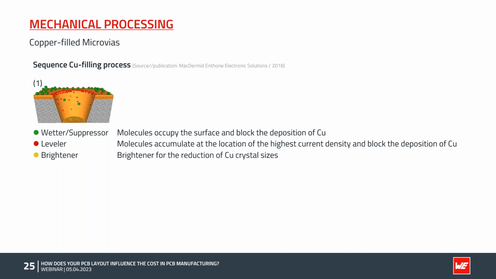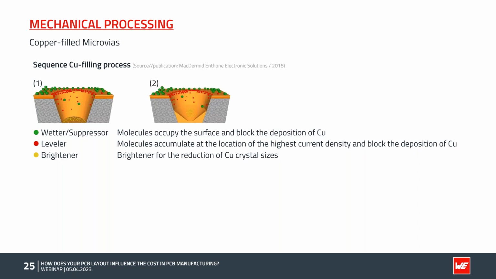The wetter is basically molecules which occupy the surface of the PCB, and therefore where they are, they block the deposition of copper. Then you have the levelers. Those are molecules which accumulate at the location with the highest current density. This is basically on the edge when you go from the top surface down into the hole. And then you have the brightener, which is to reduce the copper crystal sizes so that it shines more. And the smaller the copper crystals, the more uniform the plating is.